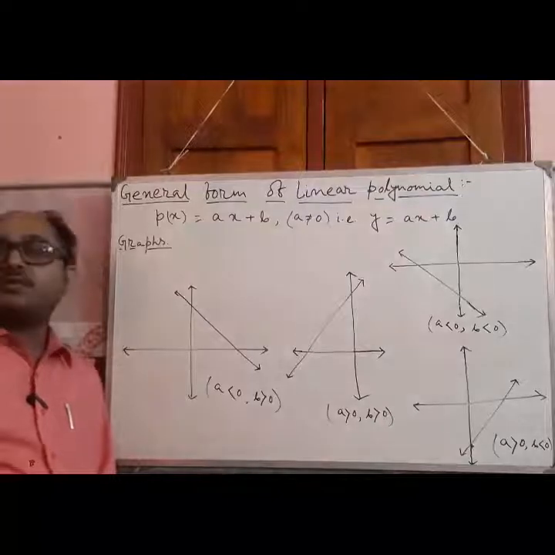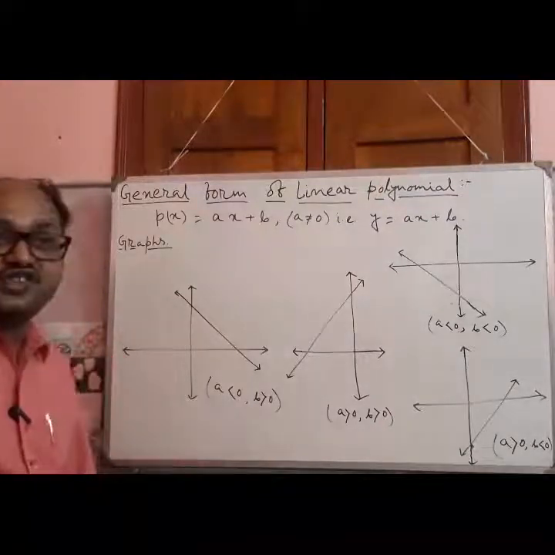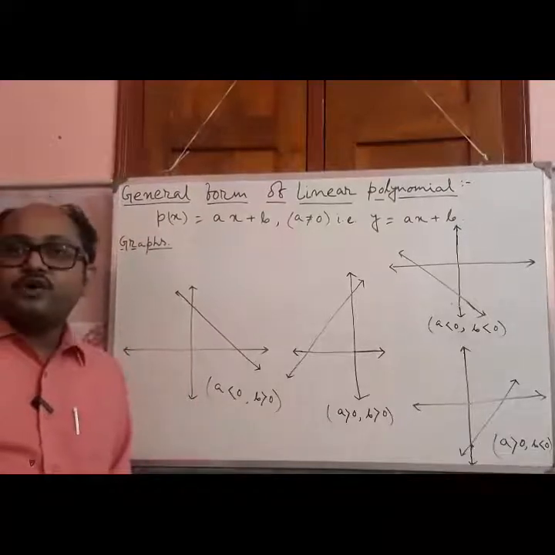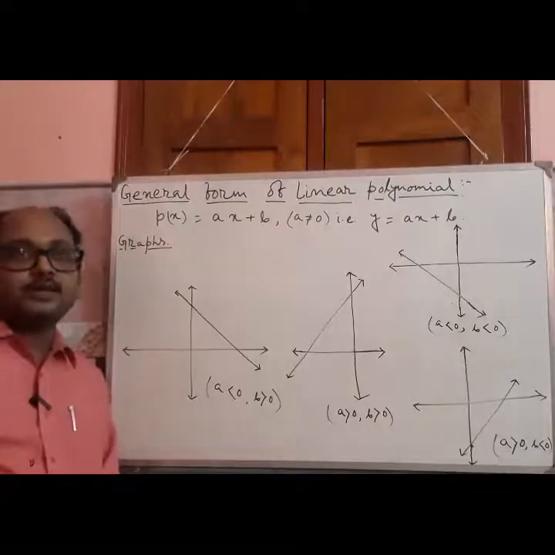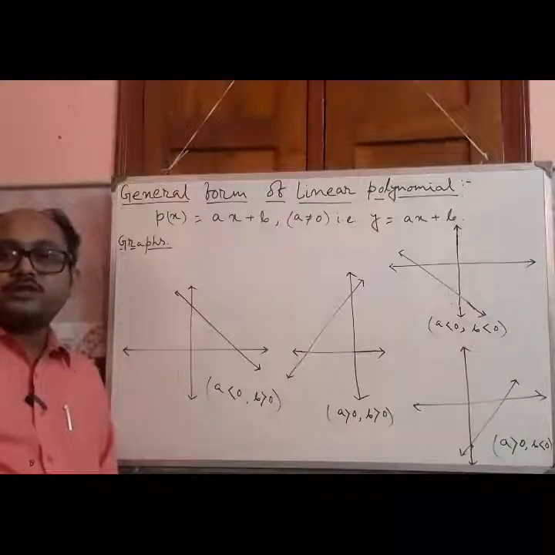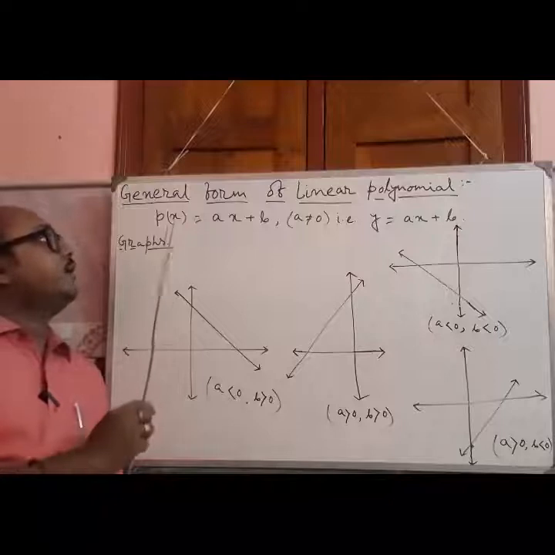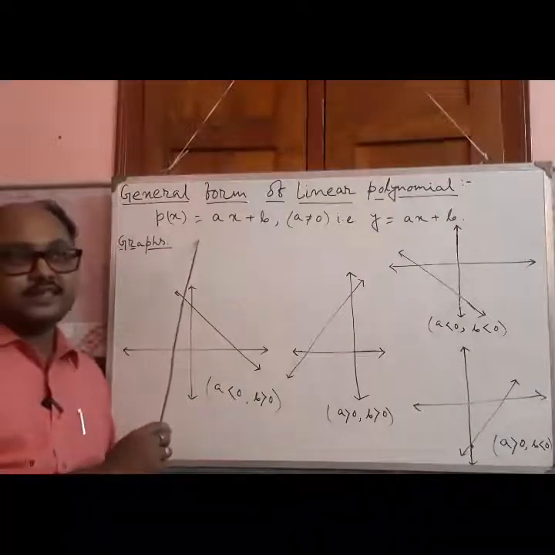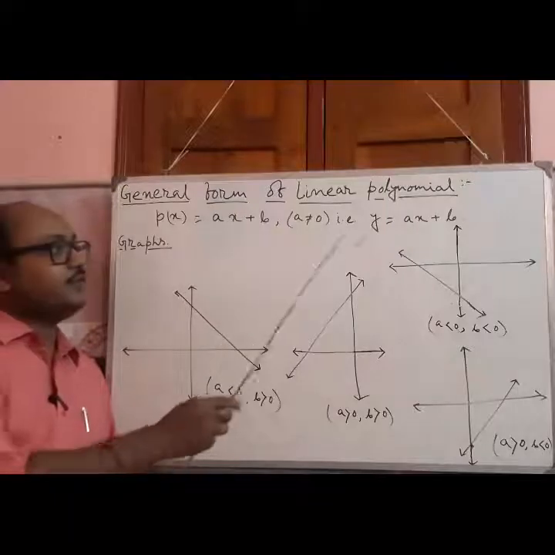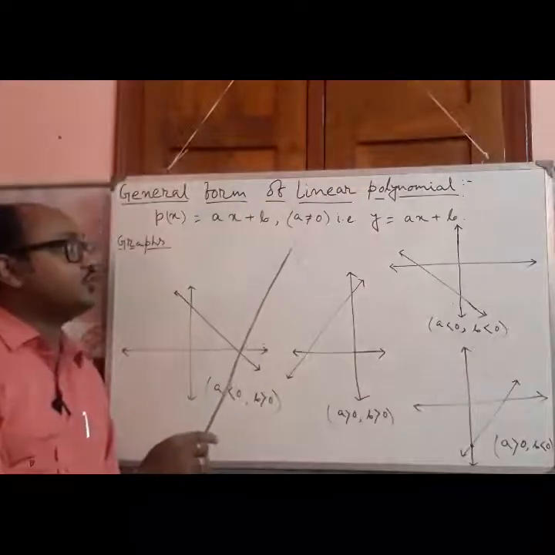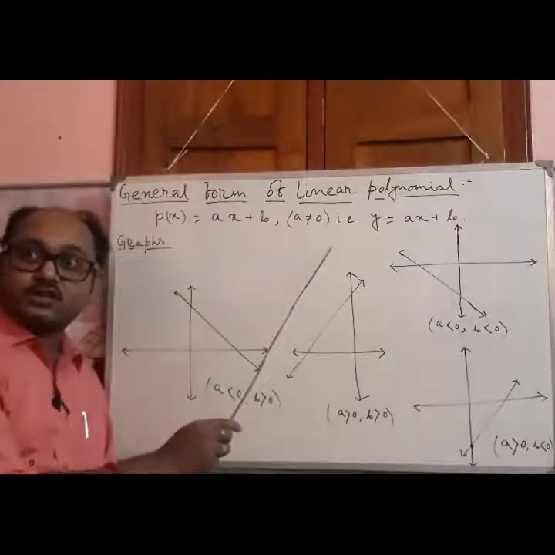Today we shall discuss the general form and the graphs of different polynomials. At first, the linear polynomial. What is the standard form or general form? P of x is equal to ax plus b. If this p of x is written in the form of y, that will be y is equal to ax plus b. What is the condition? a is not equal to 0. You must write this: a is not equal to 0.